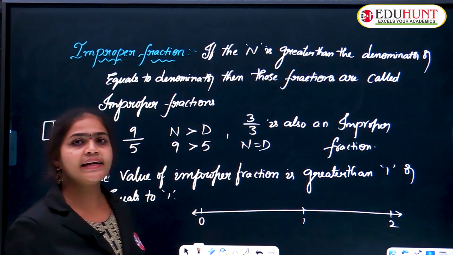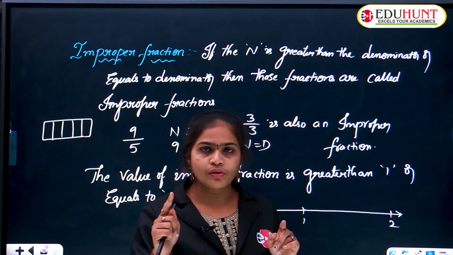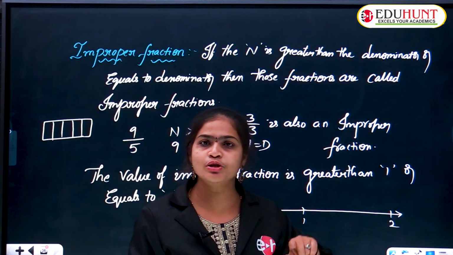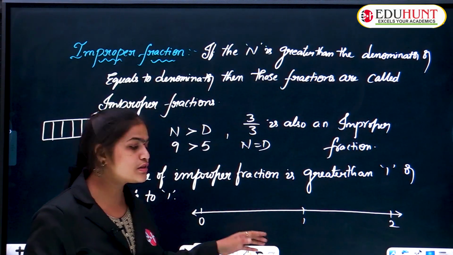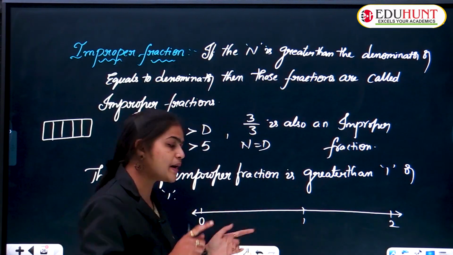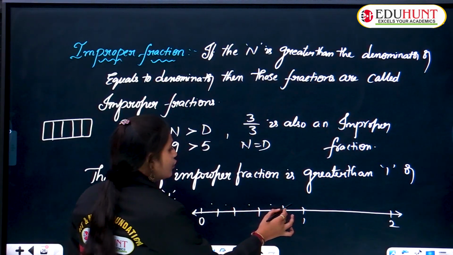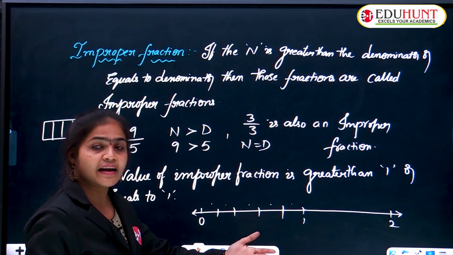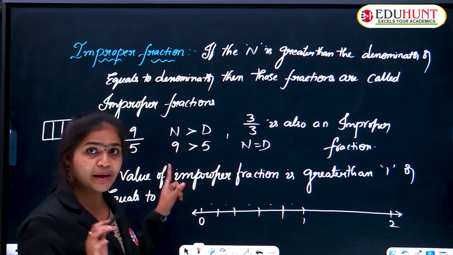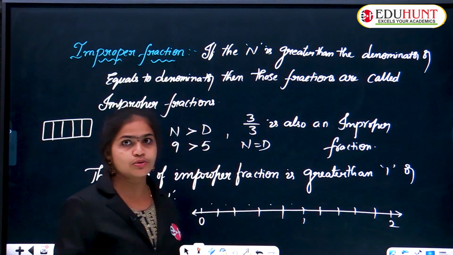How will we take them? For example, one chocolate is there. In that chocolate 5 pieces are there. But you want to take 9 pieces. Then what will you do? You will purchase one more chocolate, yes or no? That's why here also you have to take one more part. Understood? Because the first part is divided into only 5 parts, 1, 2, 3, 4, 5. But I want to take 9 parts, out of 5 parts only. That's why the second one also should be divided into 5 parts only.